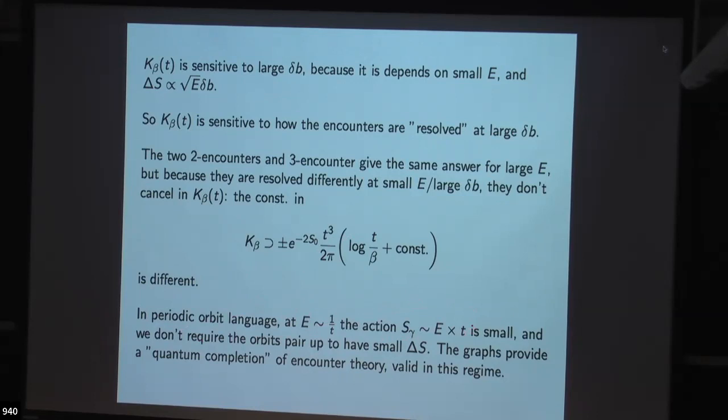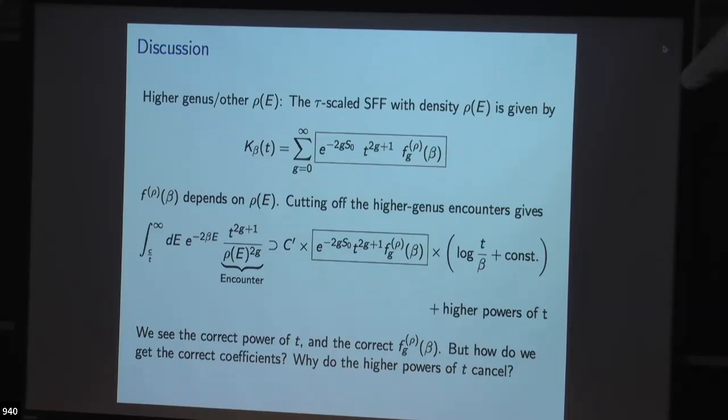for long period differences, that's the region where we have to apply this cutoff in the ordinary encounter theory. There's some corrections at low energies in that region. And in periodic orbit theory, we don't know how to treat that regime. It's beyond the linearized approximation of equations of motion. But here in gravity, these graphs are giving us sort of a quantum completion of encounter theory, valid at these low energies.